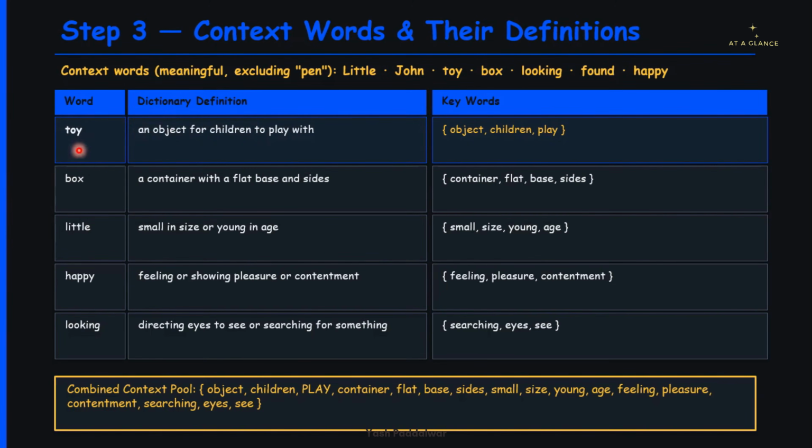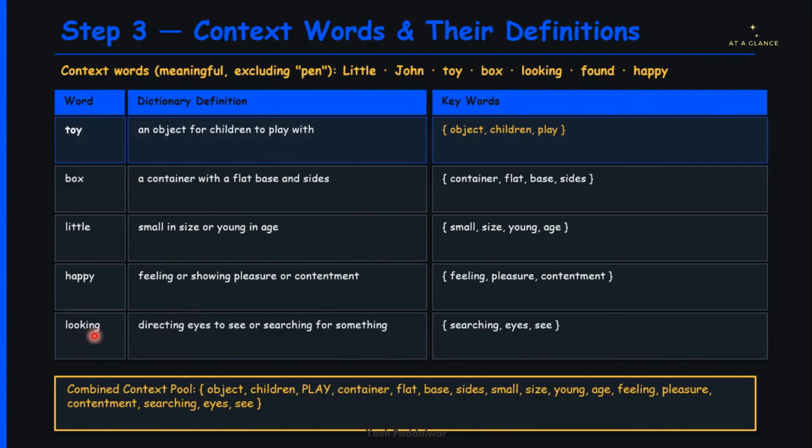Okay, so for the word toy we are given this particular definition: an object for children to play with. Then we have box, which is this. So we have the dictionary definitions of these keywords, and we also have to capture the keywords out of these definition words. In this definition the important keywords are object, children, play. So we will write them separately as keywords. Now do it for every single context word.